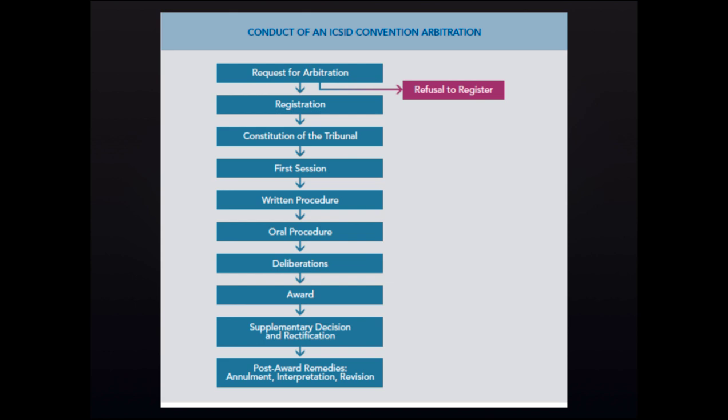Then there's a first session, a written procedure, an oral procedure, deliberations, and the award. And unique to the ICSID, there is an annulment proceeding, an interpretation proceeding, and a revision proceeding. And we're going to be talking about that. There are very limited grounds to annul an award, and they are very similar to what we saw in the FAA.